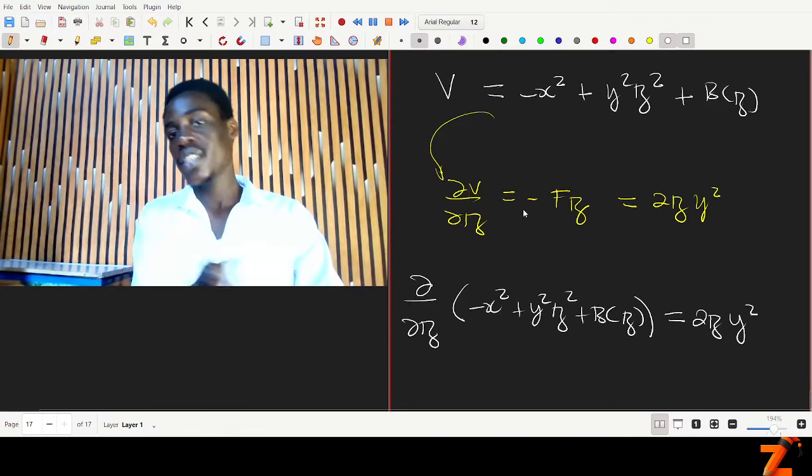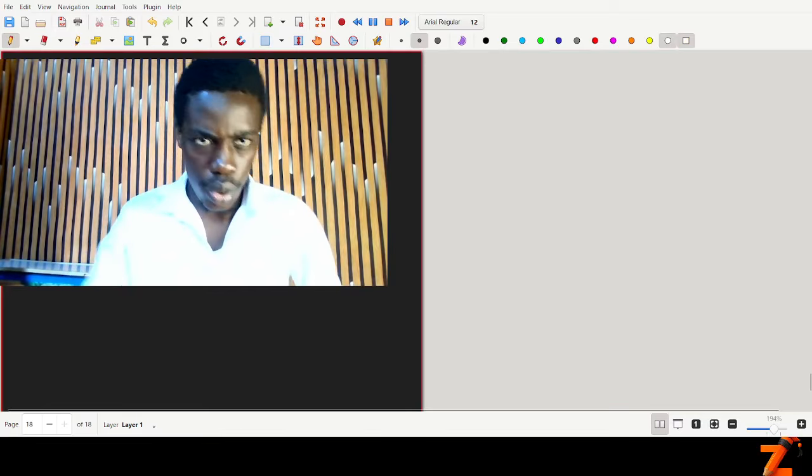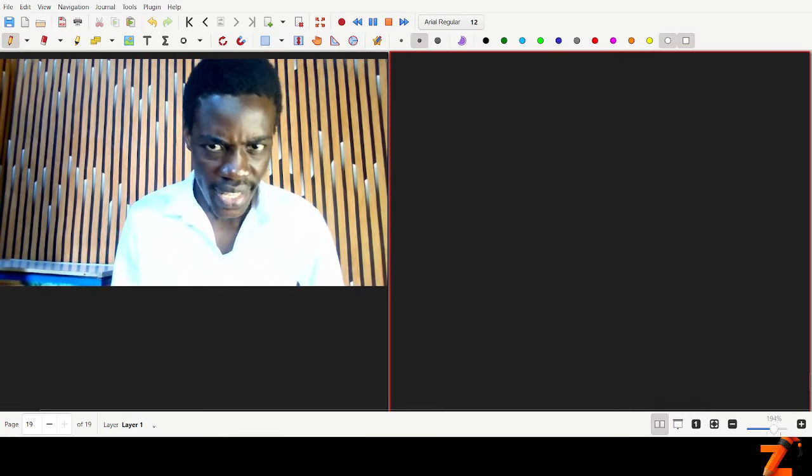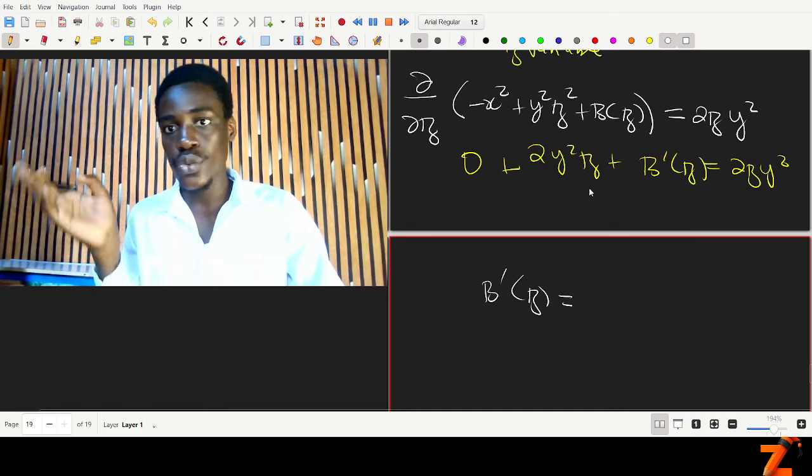Let's derive this expression. Negative x squared with respect to z. Z is the variable here. So if z is the variable, the derivative of x squared with respect to z is 0. Here, for z squared, the derivative is 2y squared z plus b prime of z, because I can write b prime without any problem, because b has only one variable. So what is the next step? The next step is to find b prime of z, which is, like you can say, 2 z y squared minus 2 z y squared, which is 0.